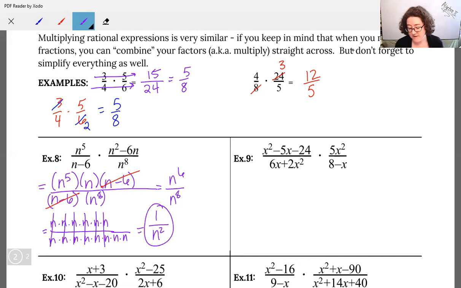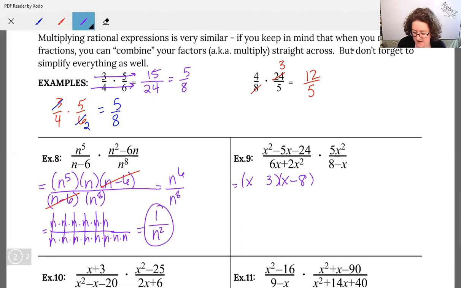Okay, example 9. Again, factor everything first. So first expression, x squared minus 5x minus 24. Again, I can start with an x and an x. See, 24, I need factors of 24 that could combine or have a difference of 5. So I'm thinking 3 and 8.